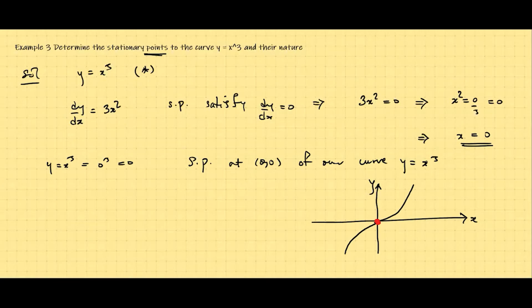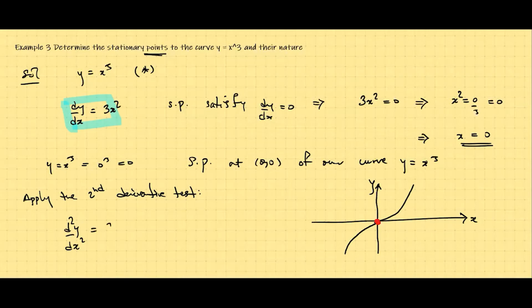So how do I determine its nature? Well, I apply the second derivative test. To be able to do that, I need to work out the second derivative. That's my first derivative, so I'm going to differentiate that function to get my second derivative. When I differentiate this function, I get 6x.